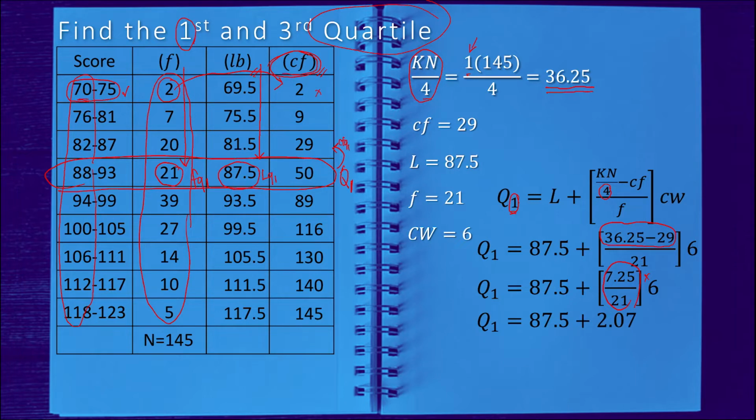Then, after nun, that is 2.07. 7.25 divided by 21 times 6, that is 2.07. After that, i-add na natin 87.5 plus 2.07 is 89.57. That is the value for quartile 1. Sulat natin dito sa baba. Quartile 1 is equal to 89.57. Kuha na natin yung value ng quartile 1.